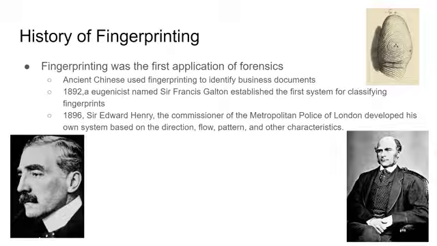And then in 1892, a eugenicist named Sir Francis Galton established the first system for classifying fingerprints. In 1896, Sir Edward Henry, the Commissioner of the Metropolitan Police of London, developed his own system based on the direction, flow, pattern, and other characteristics. Sir Edward Henry's system is one that we're still using today when we're analyzing fingerprints.